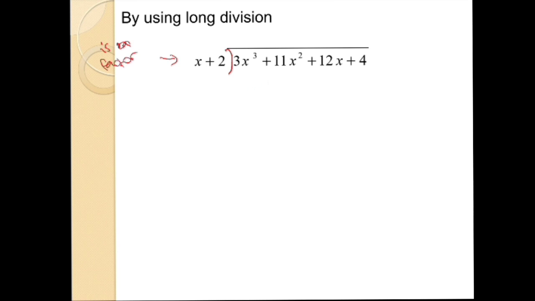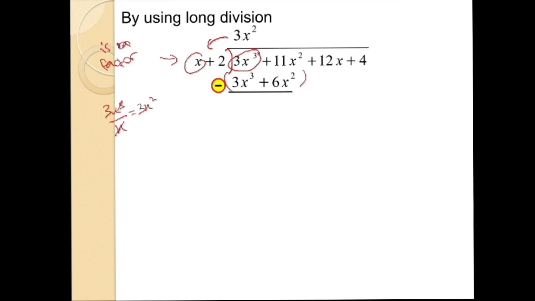Okay, so when you divide this, remember the steps. How to divide by using long division. This is 3x cubed, divide with x. What you get is, you can cross this out, 3x squared. So write 3x squared on top. Next, you multiply 3x squared with the divisor one by one. 3x squared times x is 3x cubed. 3x squared times 2 is 6x squared. Then you have to subtract these two.